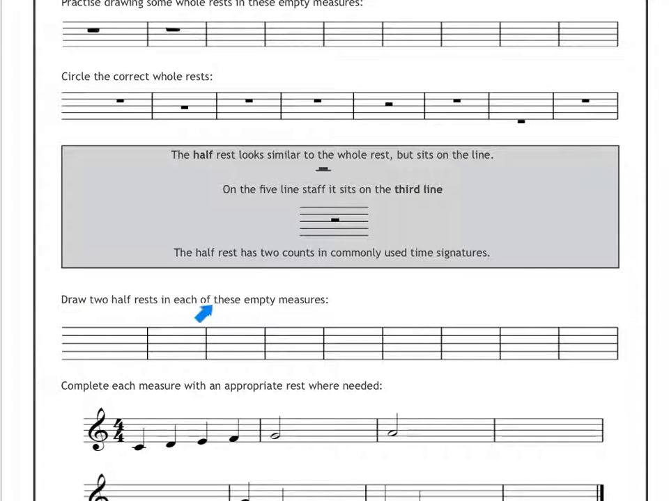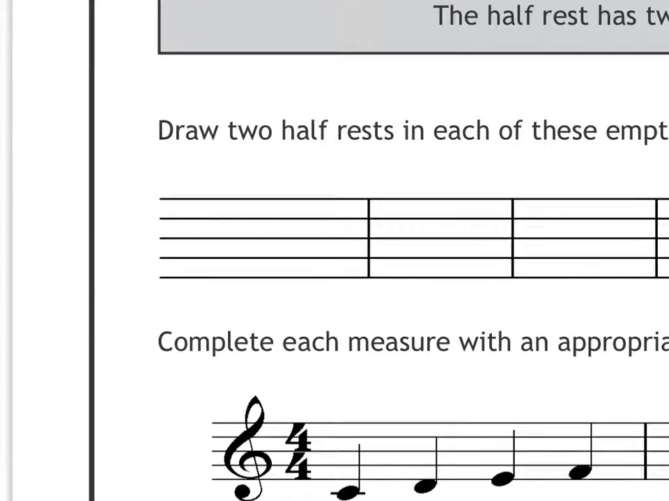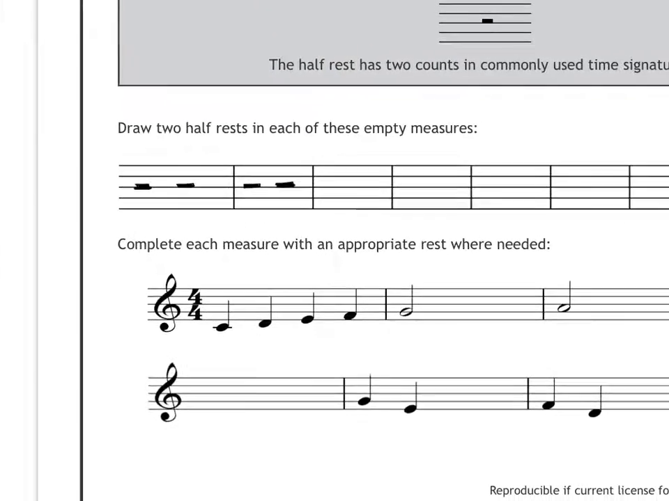draw 2 half rests in each of these empty measures. The reason they want you to do 2 in each measure is because you need two of them to fill the empty bars. Let's say you had 4/4 time, right? You would need 2 of them to get 4 beats worth of time, because each of them gets 2 counts. So up above the 3rd line, and they're sitting inside that 3rd space. All right, that's how you would draw pretty well written half rests.